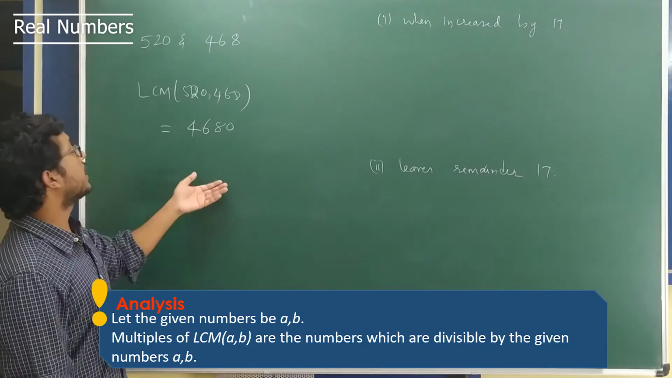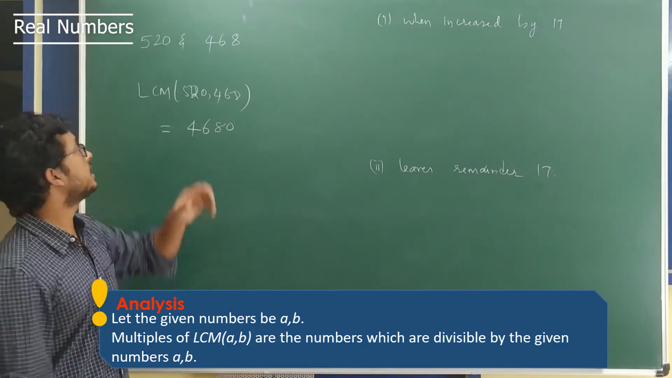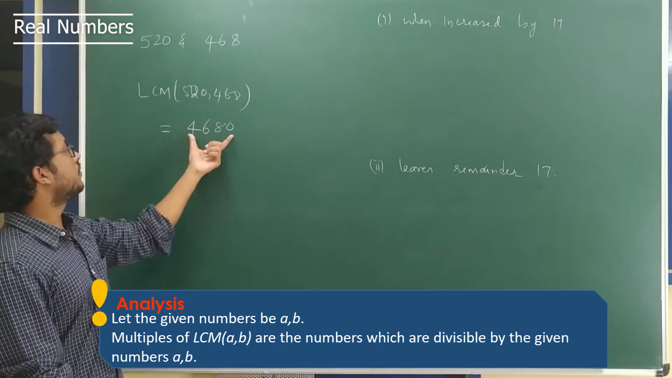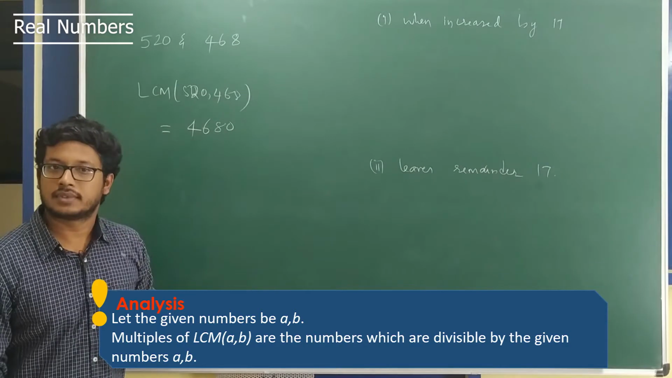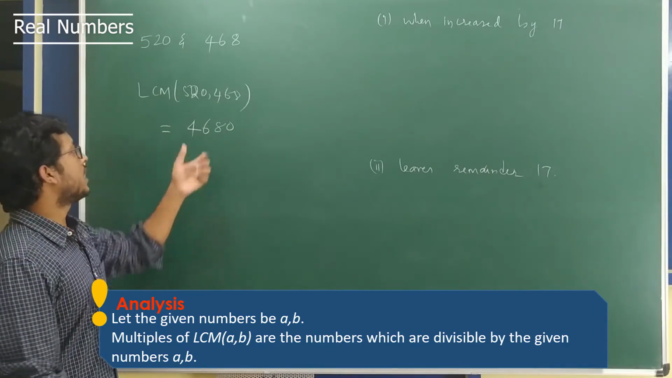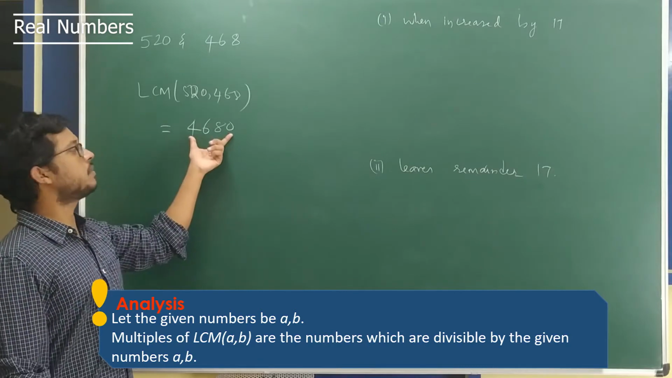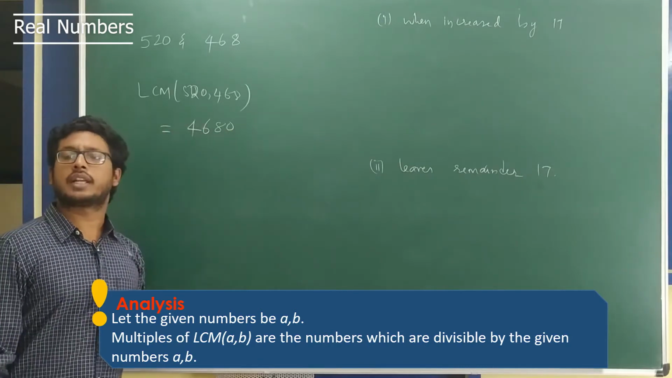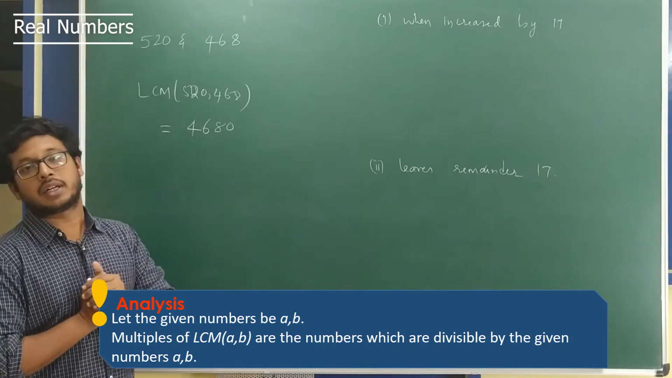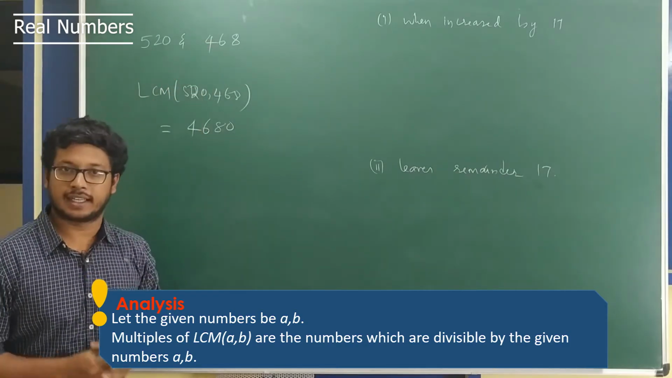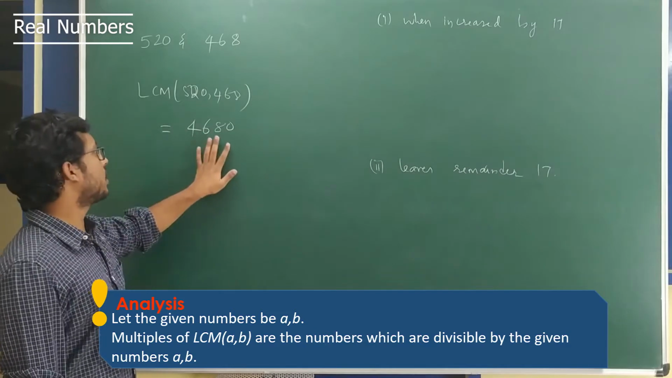In other terms, if I ask you what is the 100th term that is divisible by 520 and 468, that would be 4680 into 100. Simple as that. Correct? If I ask you what is the 10th term that is divisible by both of these two, it will be the 10th multiple of this one. So 4680 into 10 would be the 10th number that is divisible by 520 and 468. Alright, so that is an important property of this one.